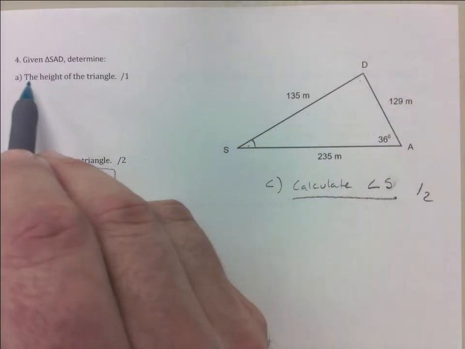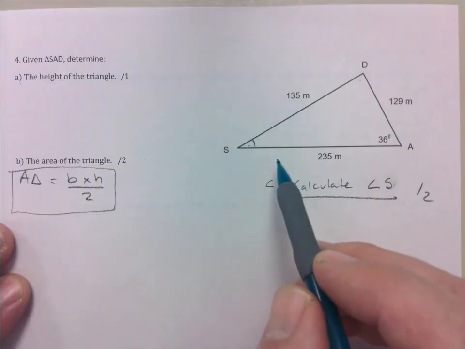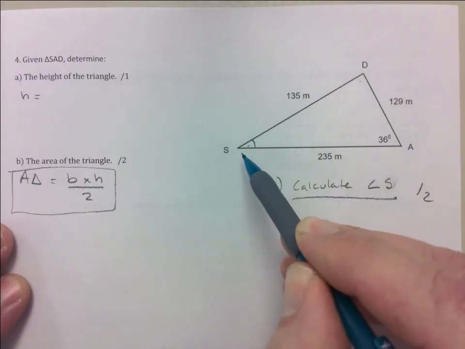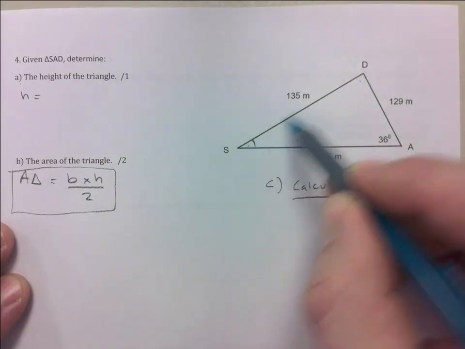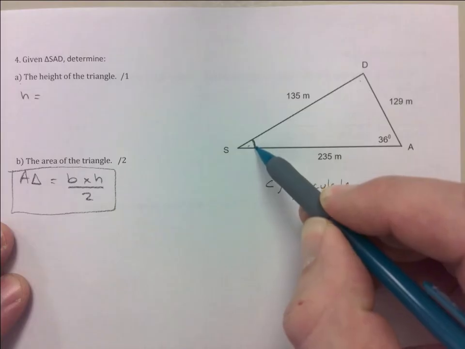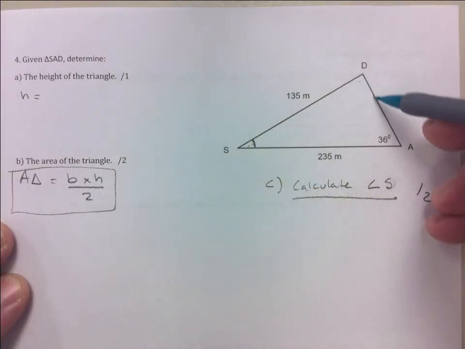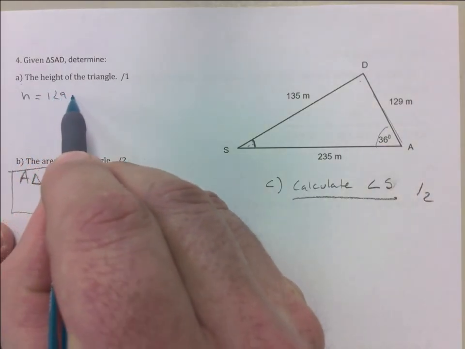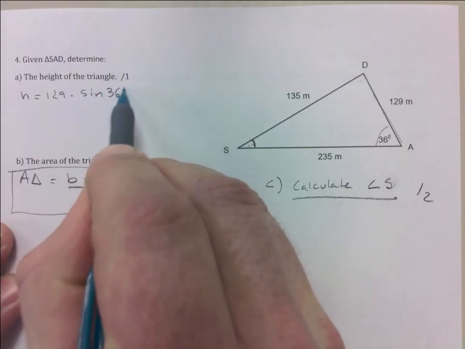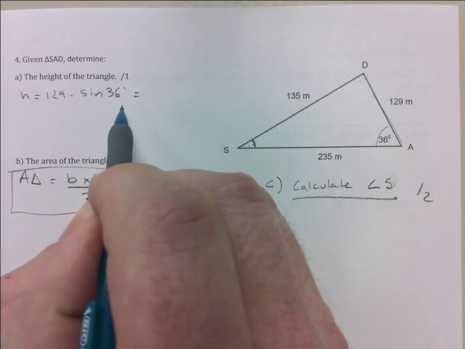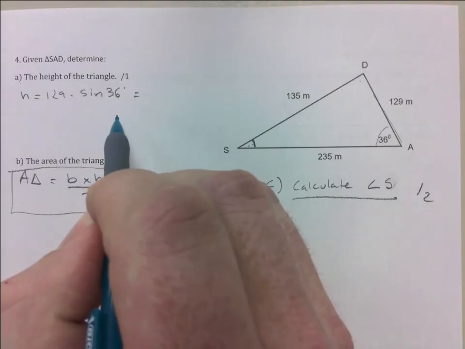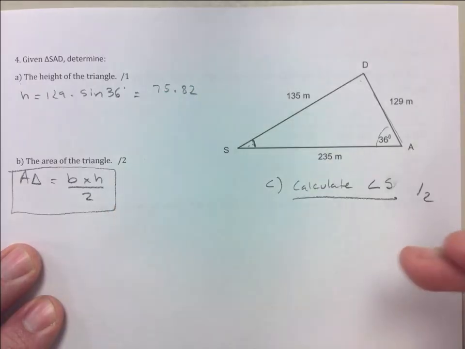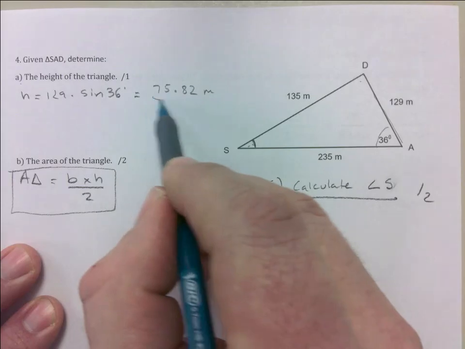Okay, question A, the height of this triangle. If you take this slant, you're in a bit of trouble because you don't have this angle. So the best option is to grab this slant times that angle, right? So it's 129 times sine of 36, and I don't have the key in front of me, so I'm just going to do this real quick. Sine of 36, 75.82, and we are in meters, so that's what I'm looking for.